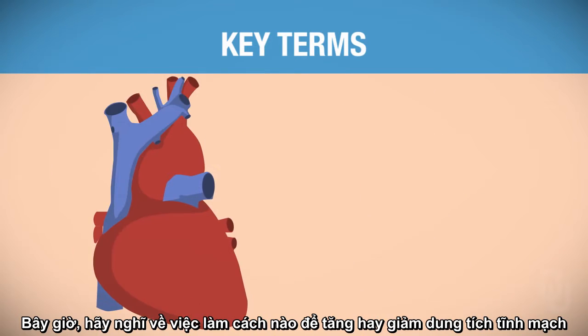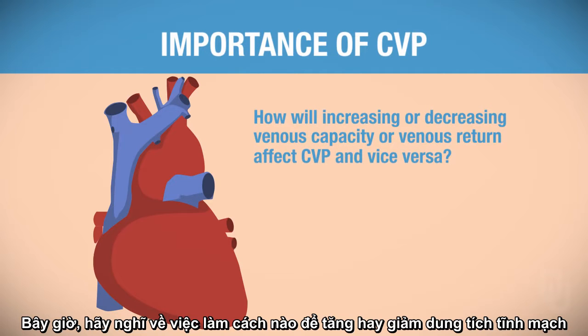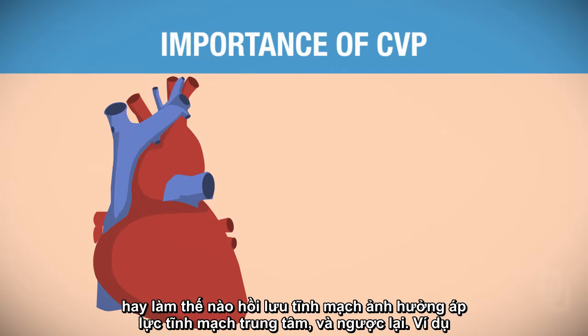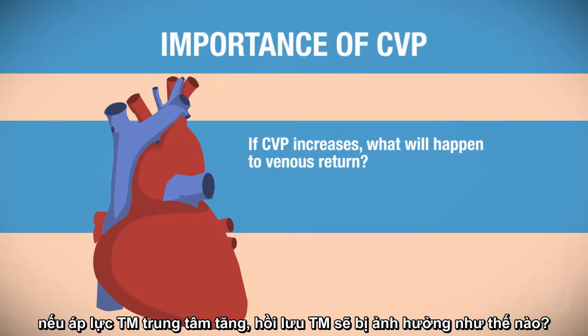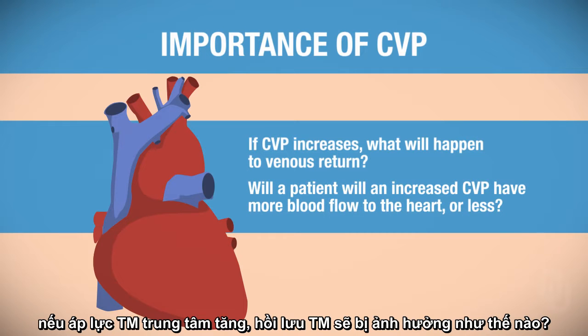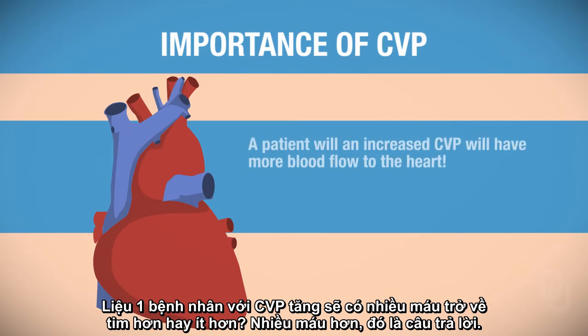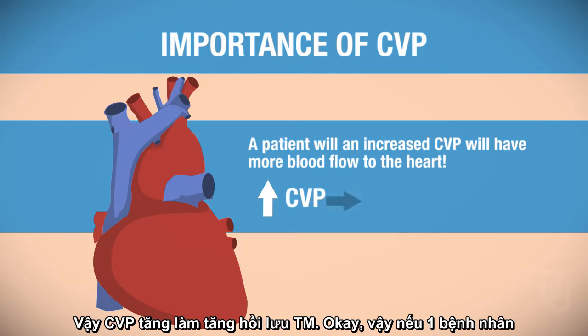All right, so let's start thinking about how increasing or decreasing venous capacity or venous return affects central venous pressure and vice versa. For example, if central venous pressure increases, what will happen to venous return? Will a patient with an increased central venous pressure have more blood flowing into the heart or less? More blood, you're correct. So increasing central venous pressure increases venous return.